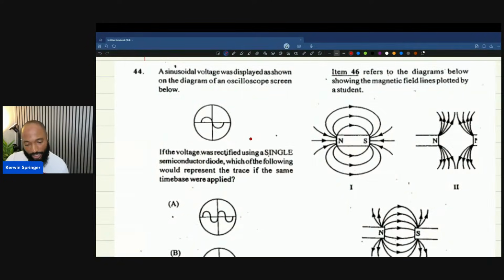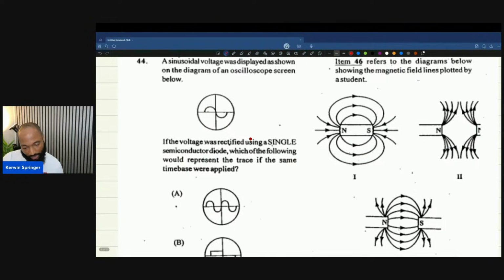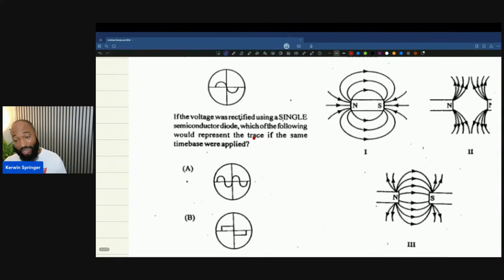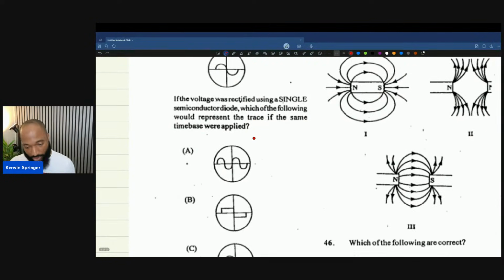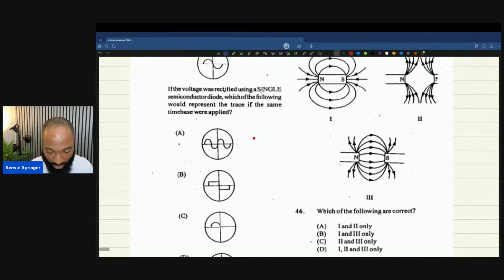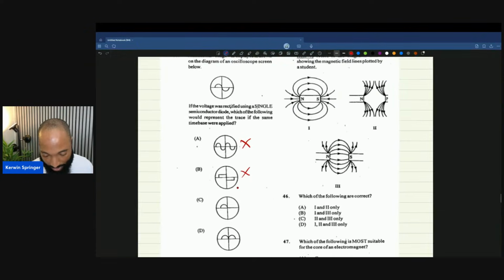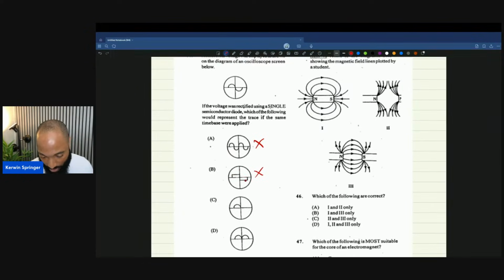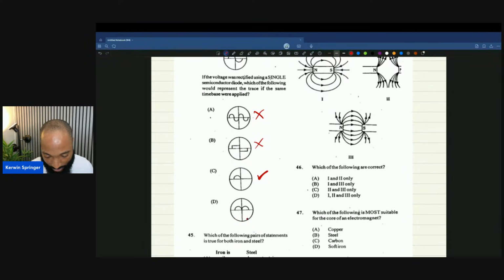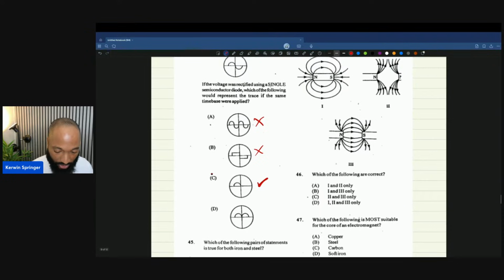A sinusoidal voltage was displayed as shown. If the voltage was rectified using a single half-wave rectification. This is not rectified, this is not rectified. This is double, this is doing some kind of robot. This is still AC. This is looking good to me. This is full wave rectification. So C is the answer. There we go. We are cooking.